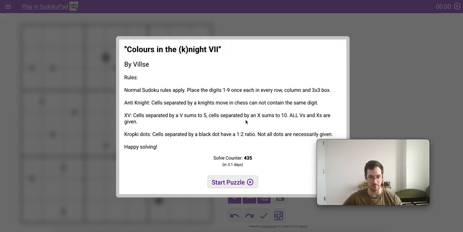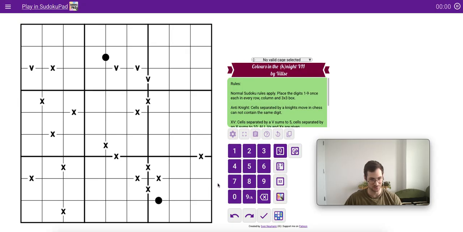Cells separated by a black dot have a 1 to 2 ratio. Not all dots are necessarily given. With that, let's take a look at our puzzle. So here's our puzzle, as usual, very little given, no numbers. We have our X's, so these two cells are going to sum to 10. We have our V's, these two cells are going to sum to 5.